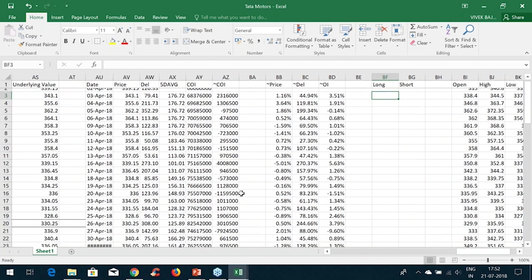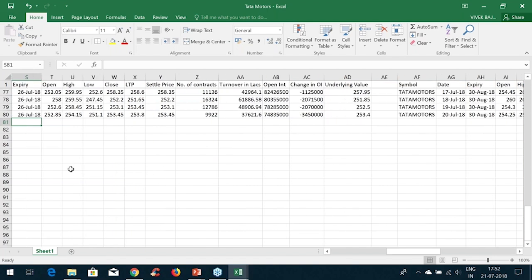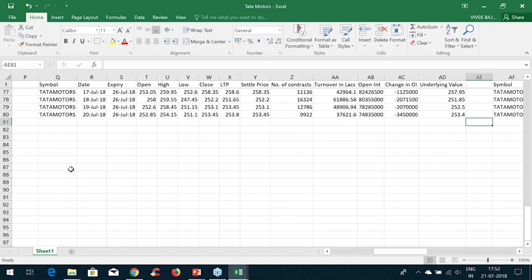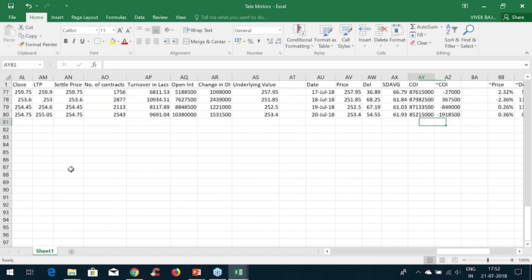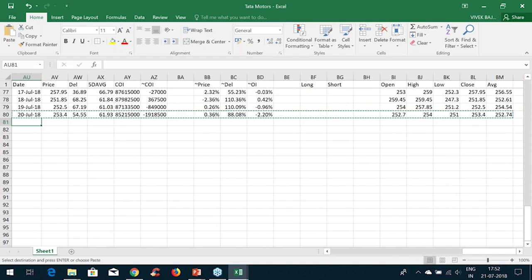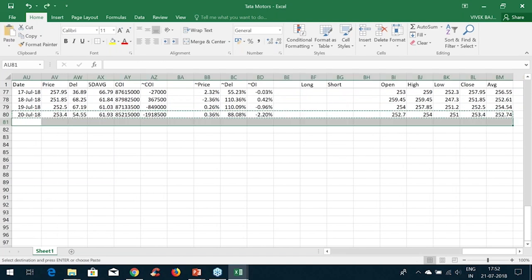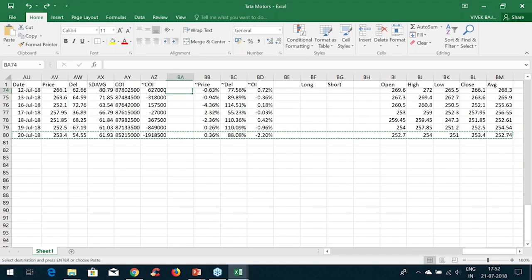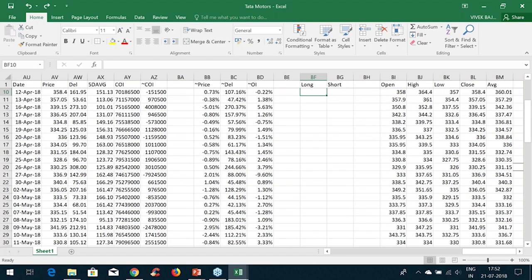So from the next day, you just have to update your cash market data, derivative first month data, and second month data. And all you need to do is just copy this formula part, Control C and Control V. So your formula will automatically update the different data which you need to analyze and make a judgment. Now let us try to make a judgment on this stock, Tata Motors.